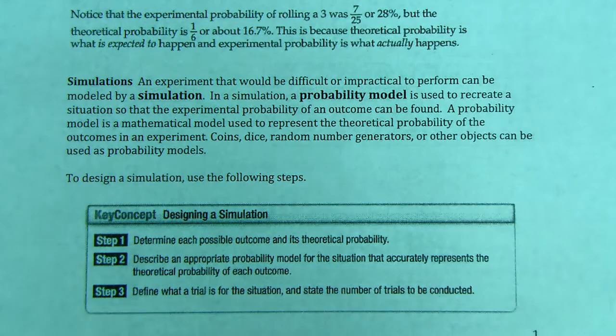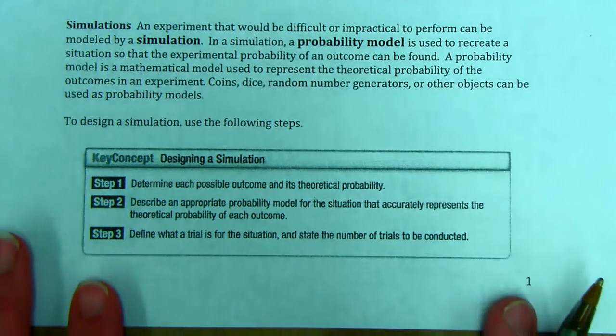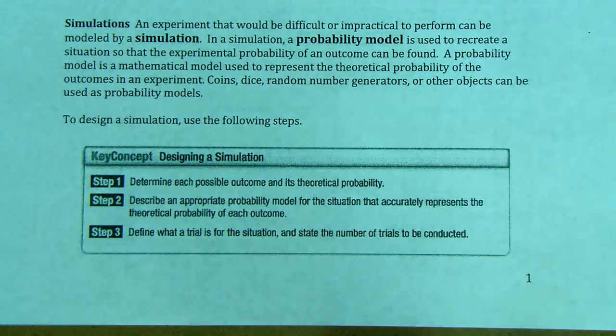So step 1, determine each possible outcome and its theoretical probability. And then you're going to have to come up with a model to represent the exact same theoretical probability of that situation, and then define how many trials you're going to conduct, and how much time, so you can make a prediction.